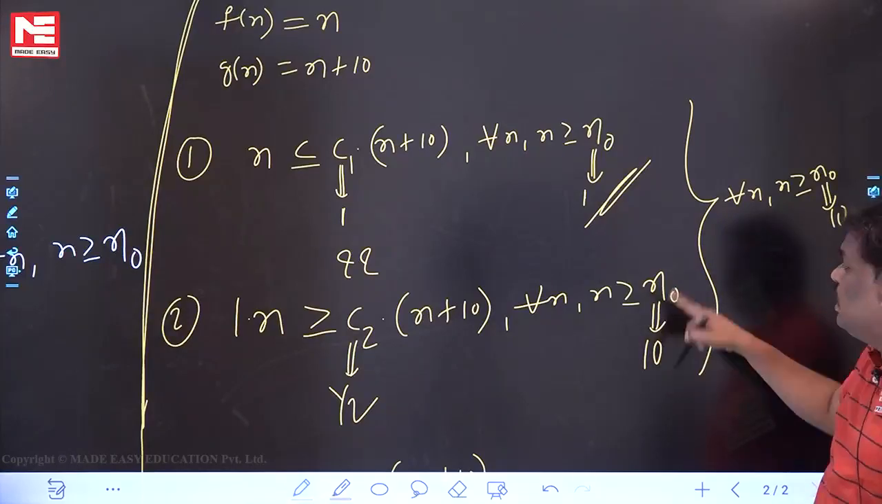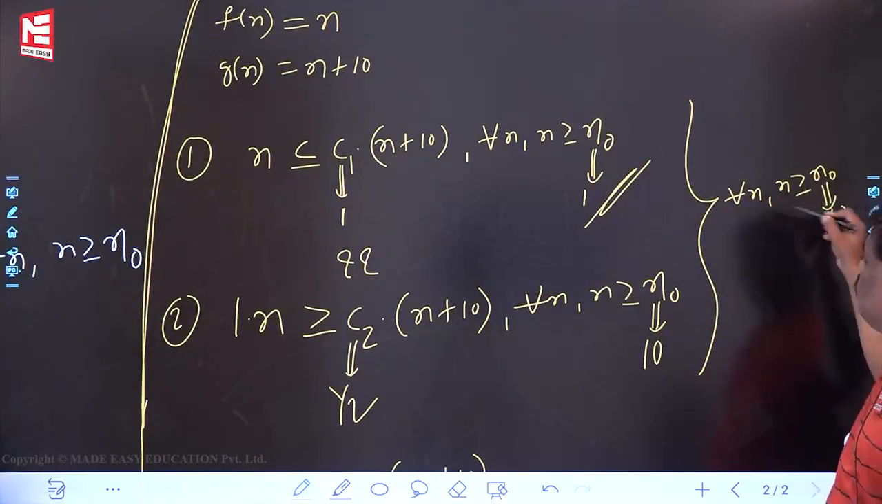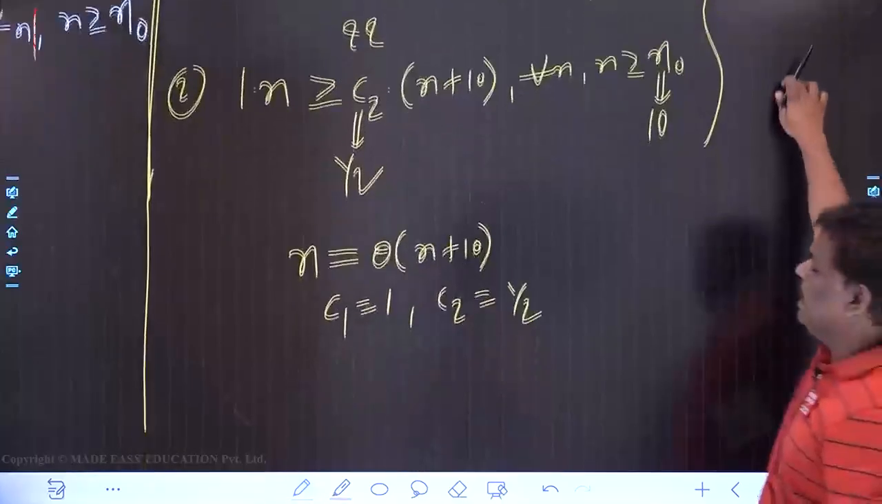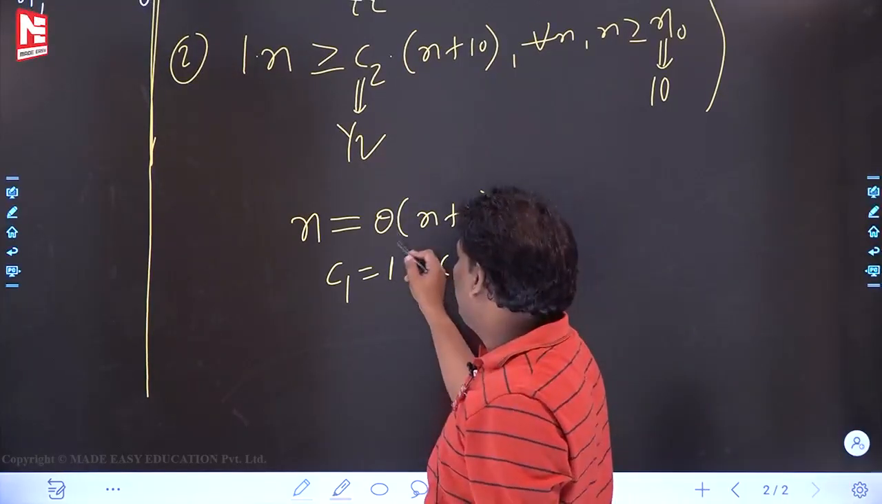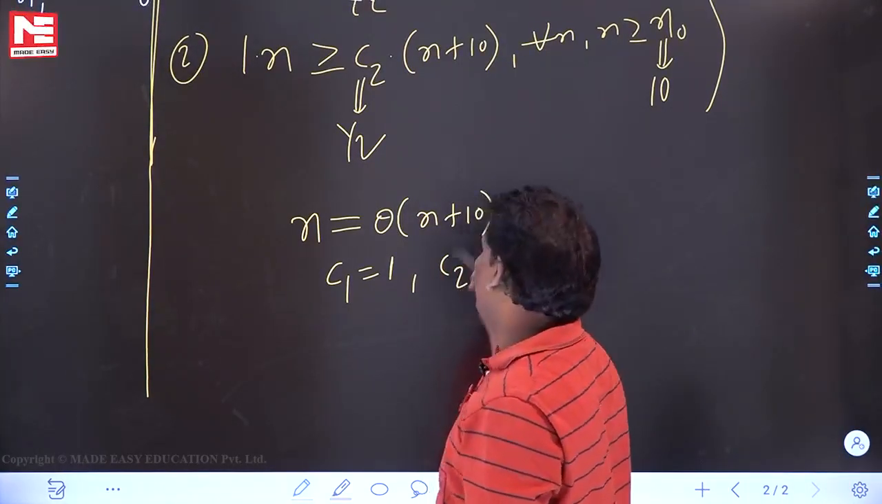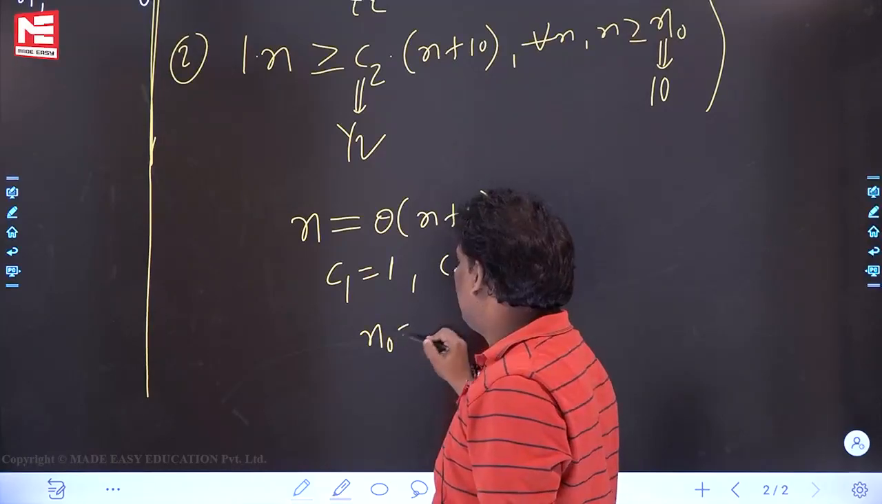If I say 5, E doesn't pass, E will pass. I think 10 onwards both will pass. Right? Let me write now. So C1 value big O possible, C2 value 1 by 2 omega possible. What is the N0? 10 onwards.